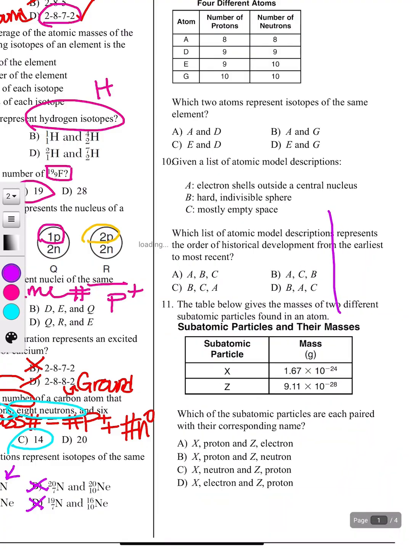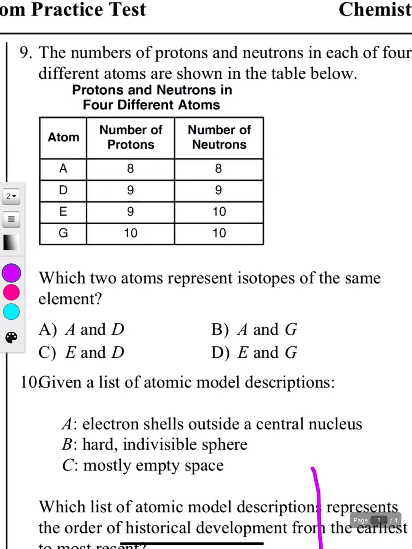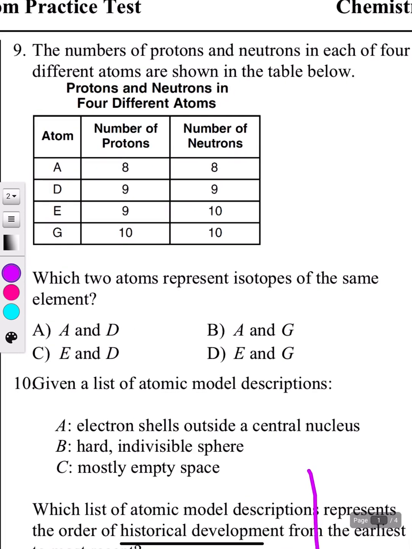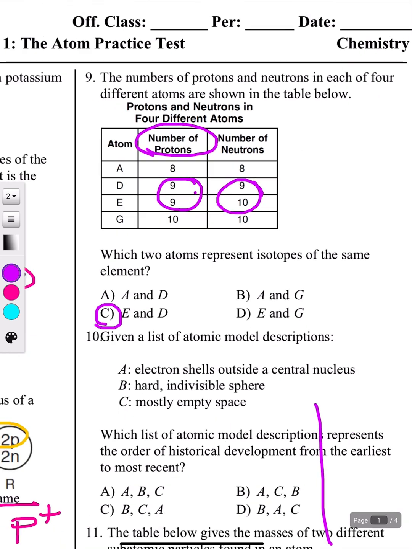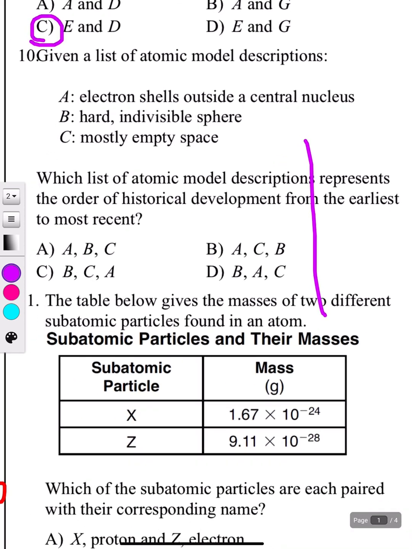Let's go to this one. This one is asking another isotope question. Which are the isotopes in this table? We are given 4 different atoms. Right away, I'm going to look for the one that has the same number of protons. So that would be D and E. Same number of protons, different number of neutrons. And both check out. That is it.